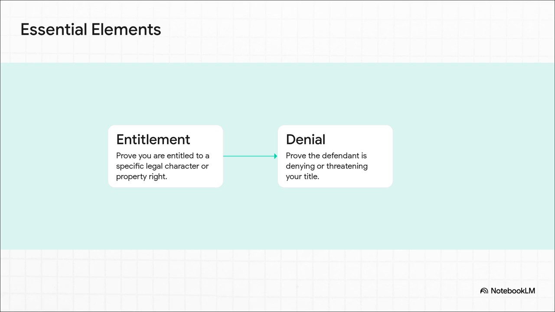Step 1. You have to prove you're actually entitled to a specific legal character. Like, say, your status as a legal heir, a business partner, or a spouse. Or you have to prove a legitimate right to a property. You've got to establish that foundation. Then, Step 2. You have to prove that the defendant is actively denying, or at least has an interest in denying, that title or character. You can't just stroll into court and ask for a declaration out of the blue if no one's actually challenging you. There has to be a real, tangible dispute going on.